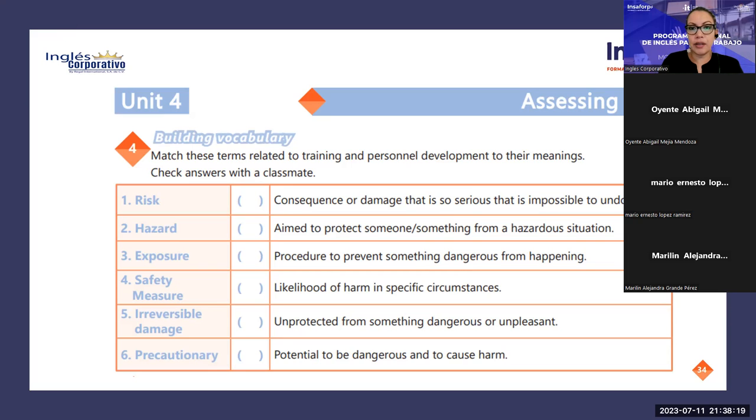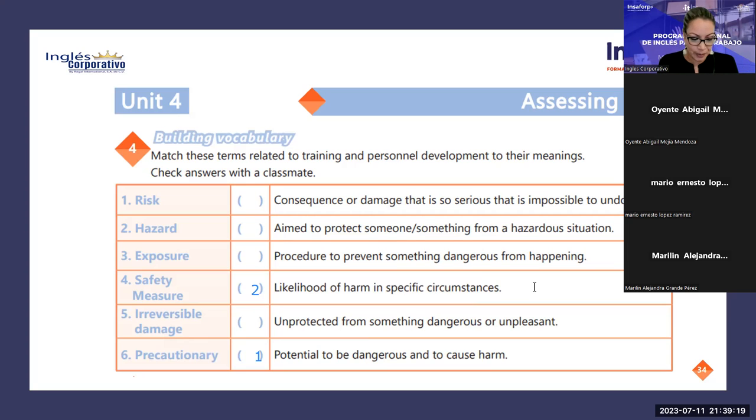Okay, let us check your answers. Volunteer? Teacher. Thank you so much. Are you going to share screen or read the answers? Read the answers. Okay. Number one, risk. Potential to be dangerous and to cause harm. That is correct. Thank you. Continue. Hazard. Likelihood of harm in specific circumstances. Excellent.